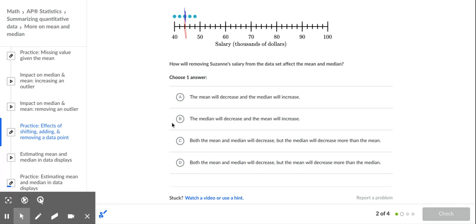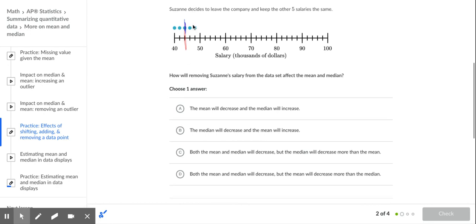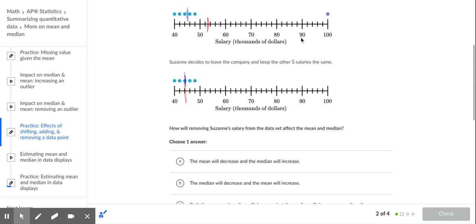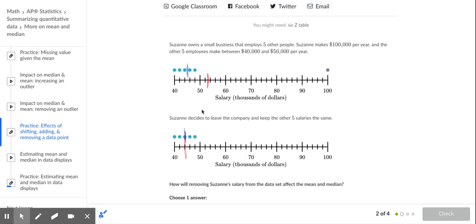If it's not an outlier, if I added a point maybe somewhere in the middle of this set or got rid of a point in the middle, it might not change it as much. But adding or getting rid of an outlier is always going to have way more effect on the mean than it's going to have on the median. Okay, hopefully that helps, and I will see you guys in the next video.